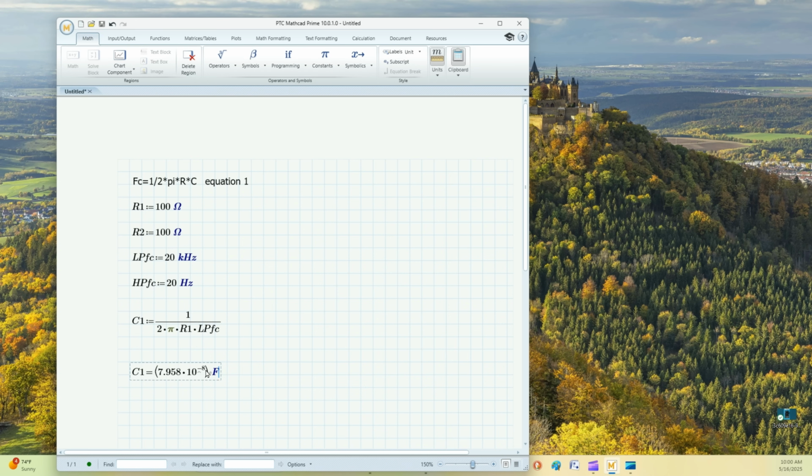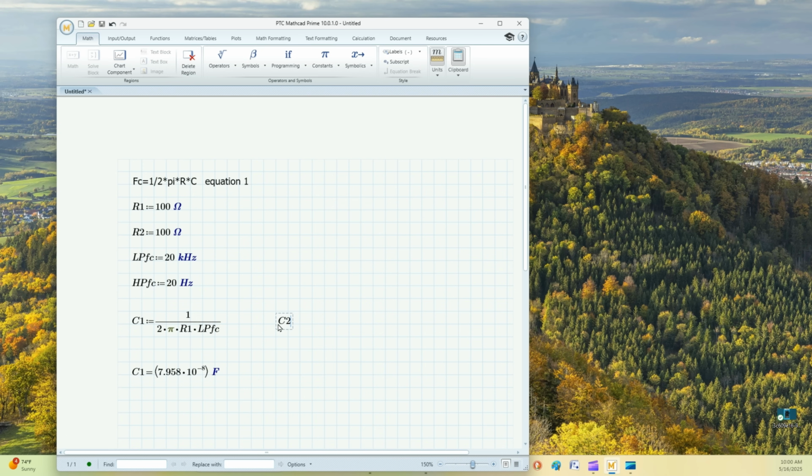That is not a common denominator in capacitors. Nanofarads is. So let's put this at a negative 9. That means we'll move the decimal point over one more place. So this tells me I have the decimal point moved 9 places to the right of the decimal point. So that makes that 79.58 nanofarads. So let's solve for C2 now.